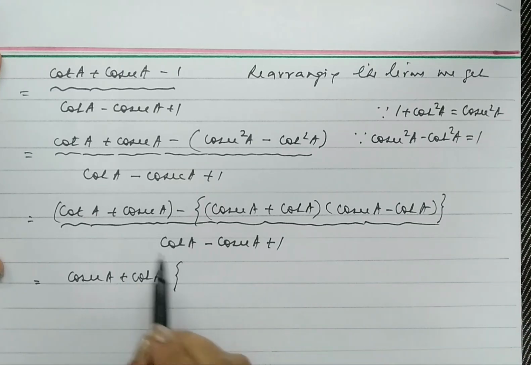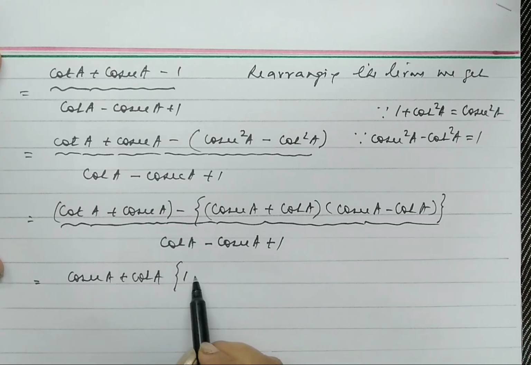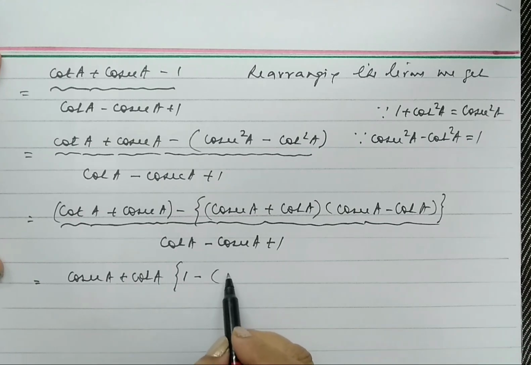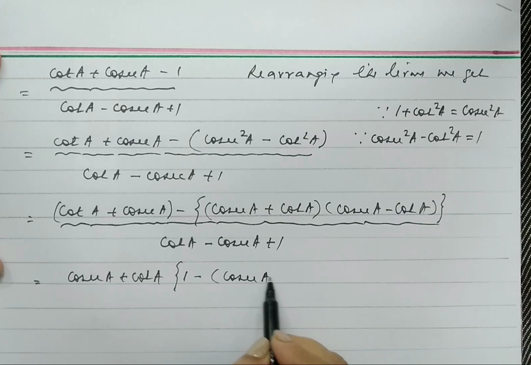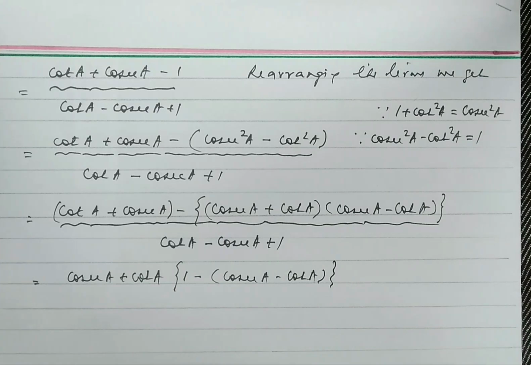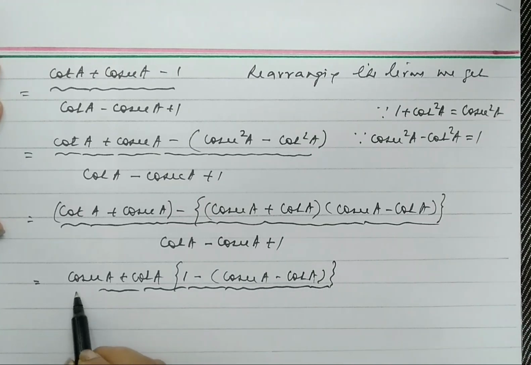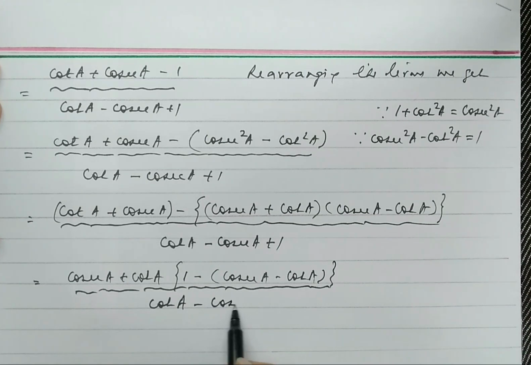And then here we have, for this multiplied by this will give me this, and this multiplied by this will give me this entire thing, correct? Sign will be minus. So we have cosec A minus cot A. And the denominator will keep trailing behind. Alright?